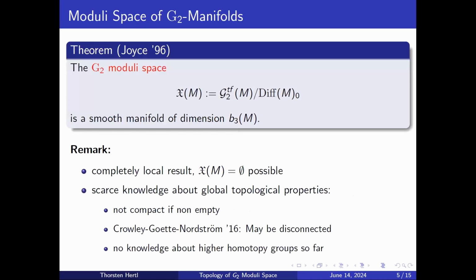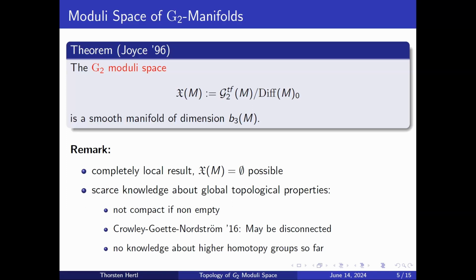There's another nice structure result due to Dominic Joyce, which says that the moduli space of all torsion-free G2 forms is a finite-dimensional manifold. And the dimension of this manifold equals the third Betti number of the underlying manifold. Oh, that manifold here needs to be closed, I should say, because this is a result that relies on Hodge theory. So, personally, I find this result quite amazing.